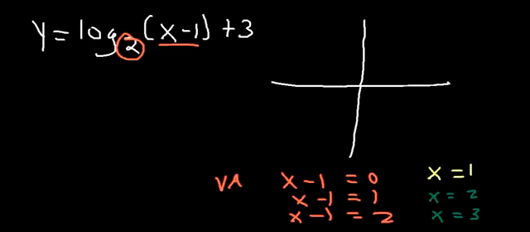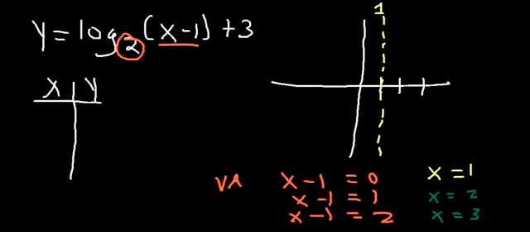So let's plot the vertical asymptote, which is at x is equal to 1. So it looks like this. Now let's make our table. So we're going to plug in 2 and 3 into the table. If we plug in 2, 2 minus 1 is 1. So we have log of 1. Log of 1 is always 0. Always, regardless of what the base is. And that's why I chose to do it that way. And then simply add this number.